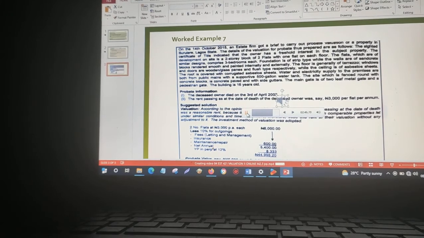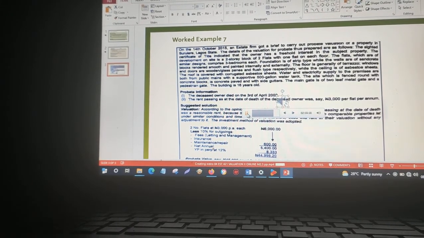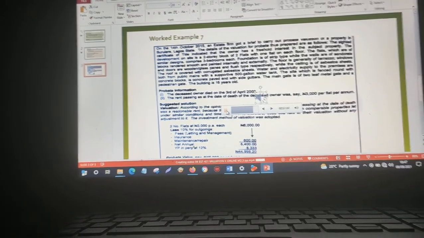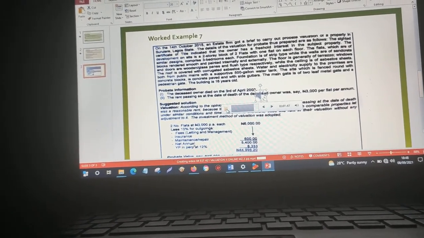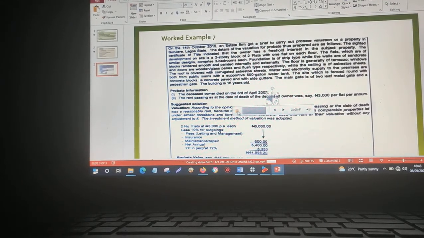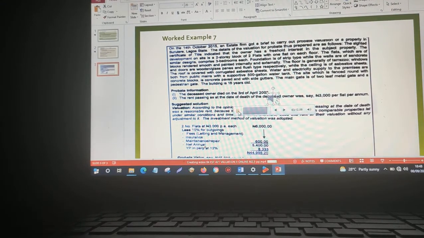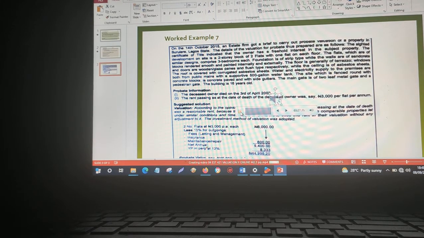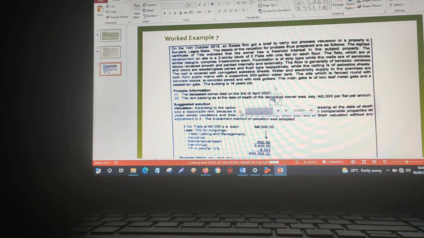You deduct outgoings: the fees payable for letting and management of the property, management fees, insurance, and repairs and maintenance. Then you come out with an annual net rent, then you capitalize. If it's a freehold property, then you use your YP in perpetuity at the appropriate market rate at the time of death. Then you come up with a value of 44,998. That will be your probate value. I've done quite a number of them, and this is the way I also did them. Probate value, say 448, as at 3rd of April 2002, when the man died.